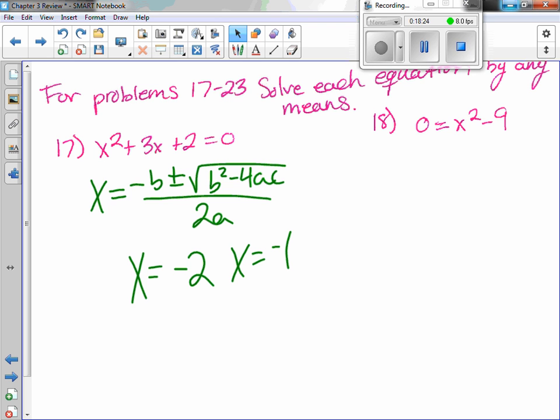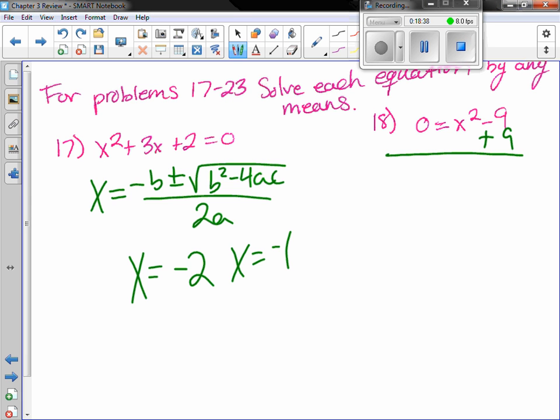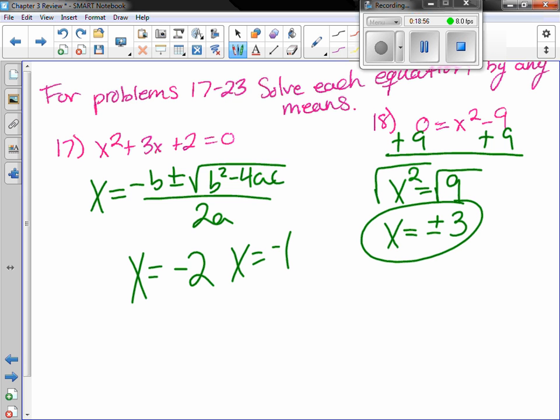Now, if we look at the other one, number 18, 0 equals x squared minus 9, we could graph it, and it would give us answers. It would actually give us what the answers are, the solutions. Or we can use completing the square, or we can use the quadratic formula. I would use the square root method, because I can add 9 to both sides, which will tell me that x squared is equal to 9. Square root both sides, and x is equal to plus or minus 3. If you typed x squared minus 9 in the graphing calculator, it would cross at negative 3 and 3. It will tell you what the answers are. It'll give you these answers.